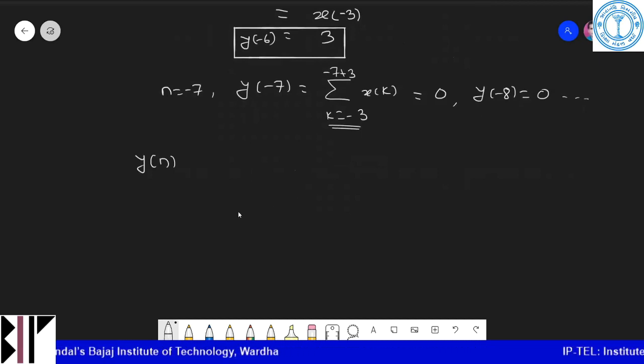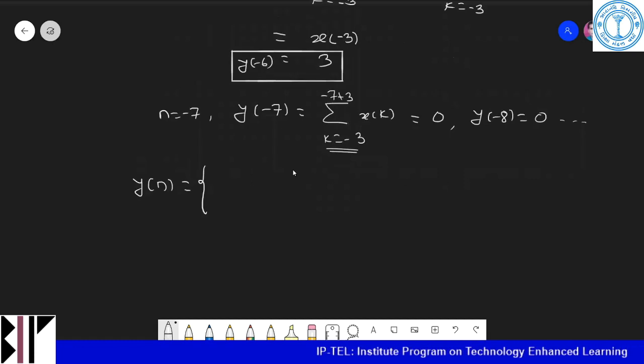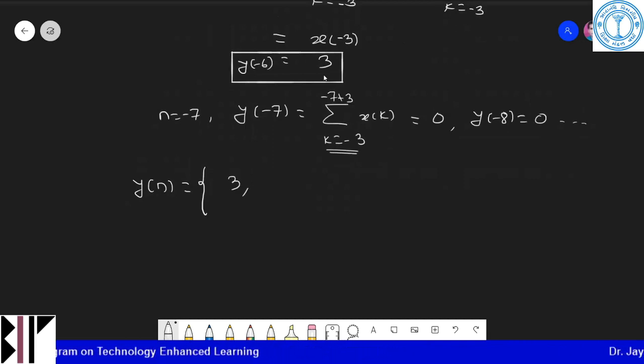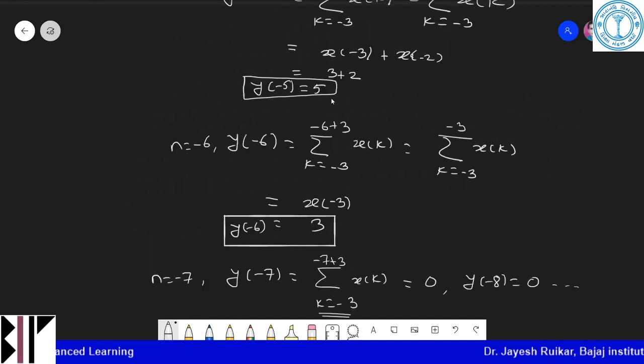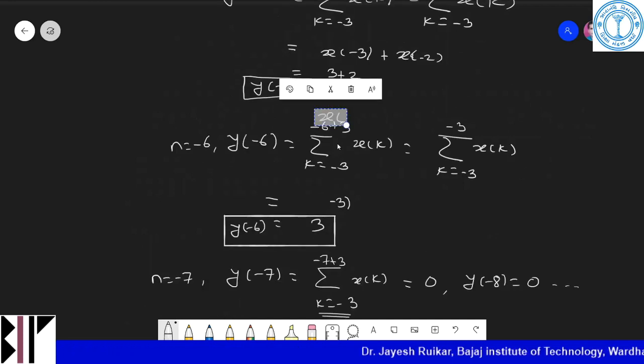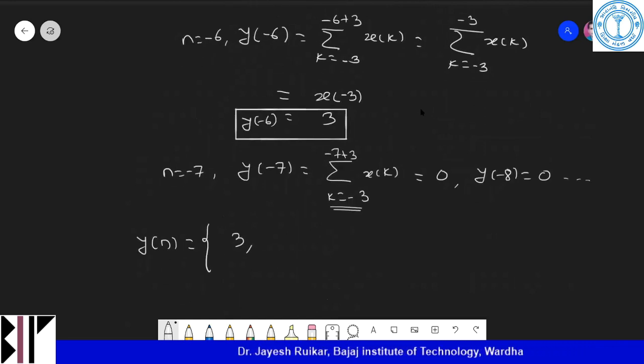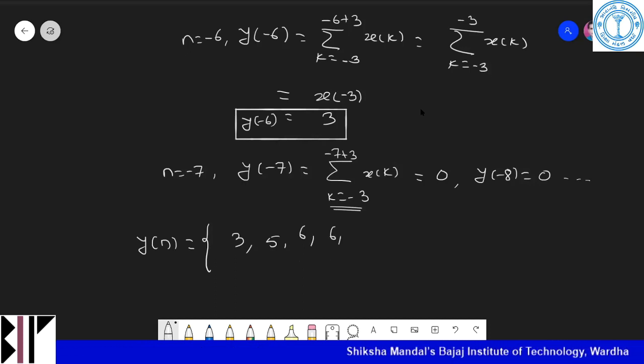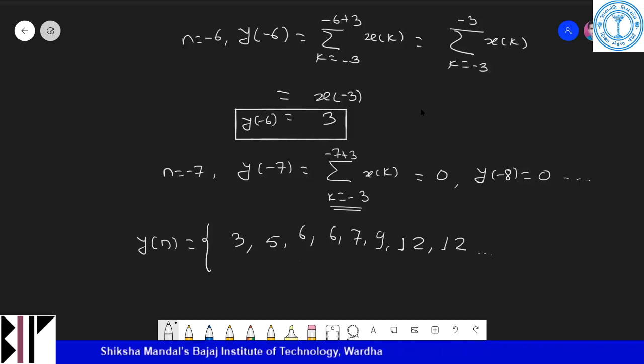So for y of n, we have these values. What is the value of y of minus 6? This will be the last value we have got. All the values after this will be equal to 0. So I'm writing y of minus 6 as 3, then y of minus 5 is 5. Then you have to write all these values: 3, 5, 6, 5, 6, 6, 7, 9, 12, and 12. After this, all are zeros.